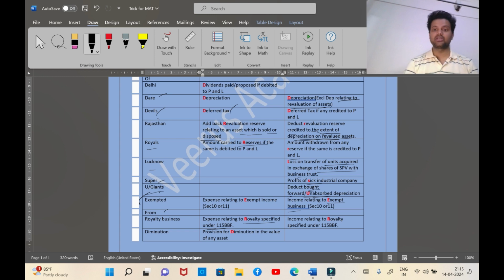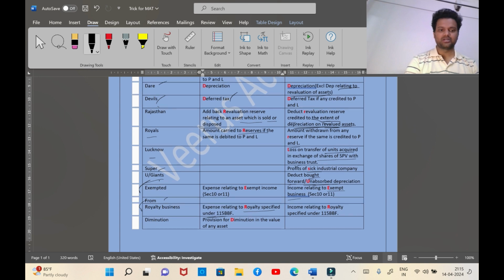Now, the next one is royalty business. The expenses related to the royalty as specified in section 115BBF. If it is any expense related to that particular nature of royalty, you need to add back. At the same time, if there is any royalty income which is credited to the P&L, you need to deduct. That is what this adjustment means. So exempted is over, royalty business is over.